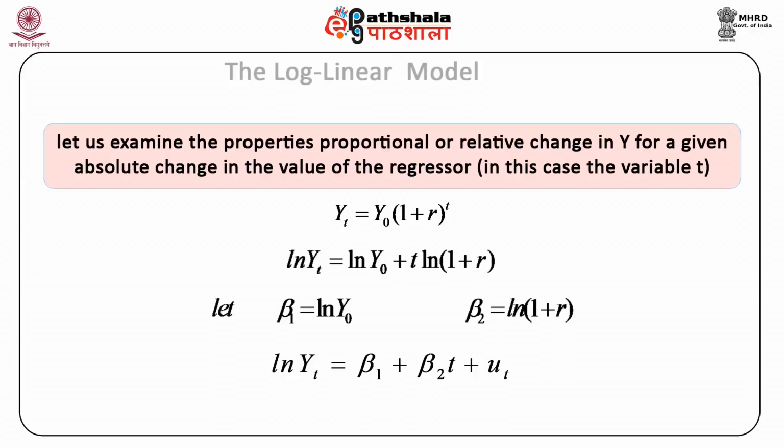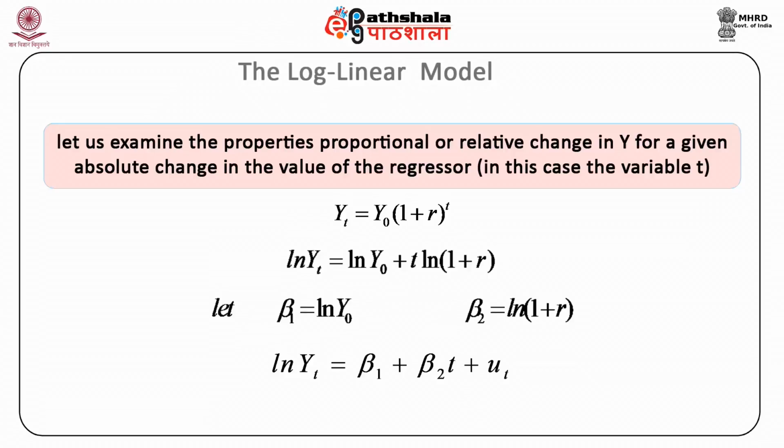Beta 2 is equal to relative change in regressant upon absolute change in regressor. If we multiply the relative change in y by 100, it will then give the percentage change or the growth rate in y for an absolute change in x, the regressor. That is, 100 times beta 2 gives the growth rate in y. 100 times beta 2 is known in the literature as the semi-elasticity of y with respect to x.